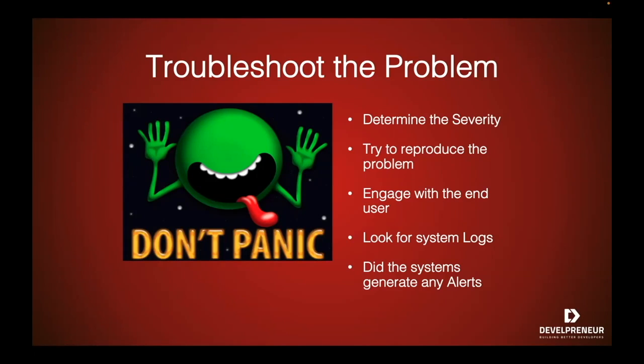So again, you're going to try to reproduce the problem. We're going to engage with the end user, collect the information, try to walk through, figure out where the problem is, what's going on with the end user, and what's broken. Then we could potentially look at system logs. We could see if there were system alerts, if this is like a backend database, potential servers going down. There could be many different factors that you could look at to help troubleshoot the problem.